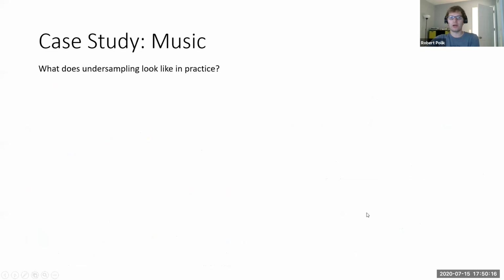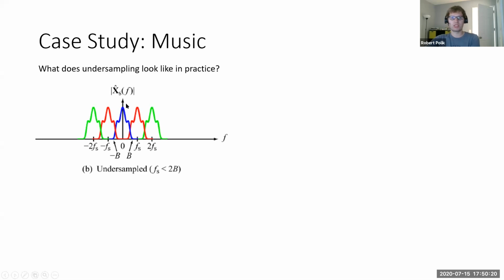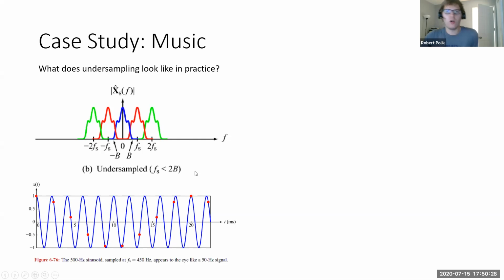So let's talk a little bit about undersampling. In practice, what does undersampling look like? And so this was the function that I was showing. So I'll just give you an example. And this process is called aliasing. So we have a 500 hertz sinusoid sampled at 450 hertz. And so when you look at what the actual samples are, you'll notice, okay, this is a whole different frequency. This doesn't look right. And so it appears to the eye, as it says right here, like a 50 hertz signal.